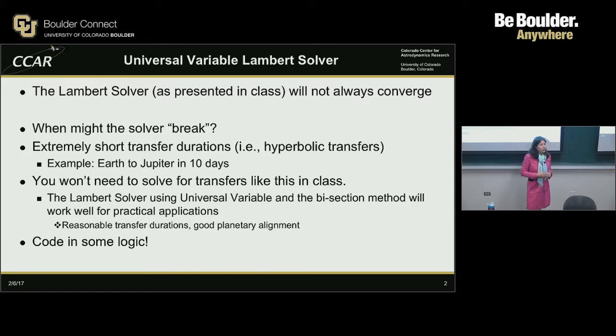I guess the point of this is to code in some logic. You know, make sure that you're not looking at negative time of flights, for example. Because it's really easy if you're going through a for loop and you're trying to look at different planetary alignments, cycling through a whole bunch of launch dates and a whole bunch of arrival dates, especially for an Earth to Venus transfer, it might be really easy to accidentally come up with a negative time of flight. Just pay attention for those sorts of things and make sure that you don't have that in your code.